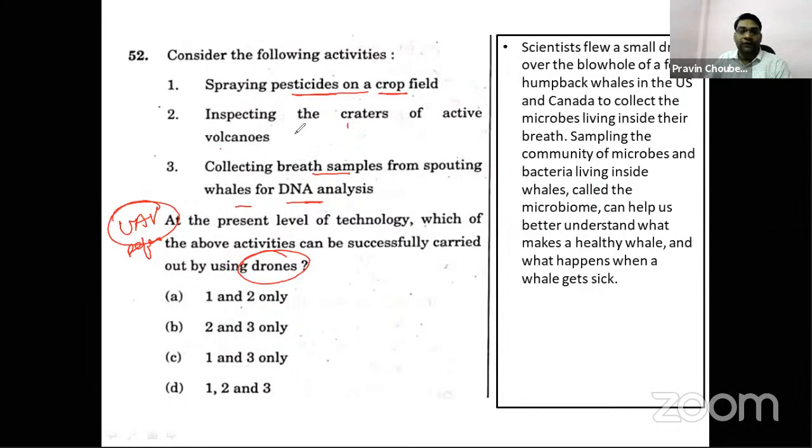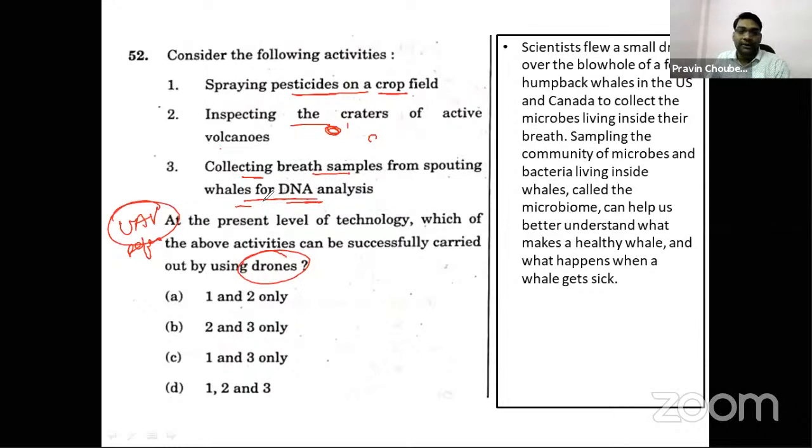Inspecting the crater of an active volcano. This is also true because it's not possible for human beings to get very close to an active volcano. So to know what exactly is happening in active volcanoes, we can use the help of drones. Drones have some sensors that can identify when a volcanic eruption will take place and what type of lava is there. Another one is collecting breath samples from spouting whales for DNA analysis.